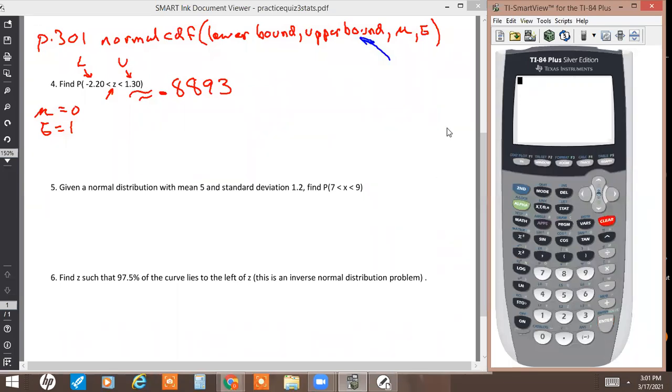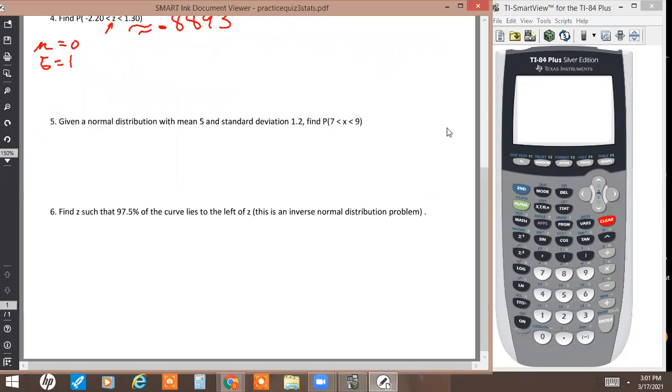Looking at problem number 5, check this out. With a calculator, you don't need to change the X values to Z values. So what I'm going to do is enter normal CDF. For the lower bound, it's going to be 7. The upper bound is going to be 9. The mean of this distribution is 5. And the standard deviation sigma for this distribution is 1.2. That's the cool thing about this. You don't need to change it to Z values, right?